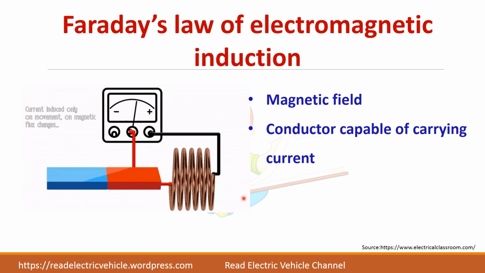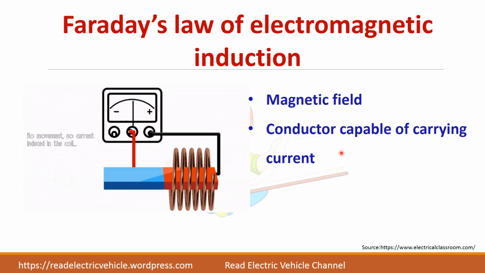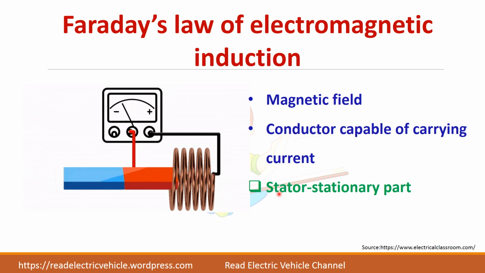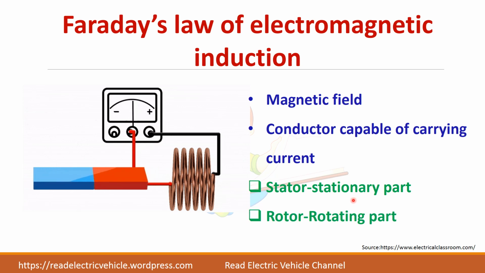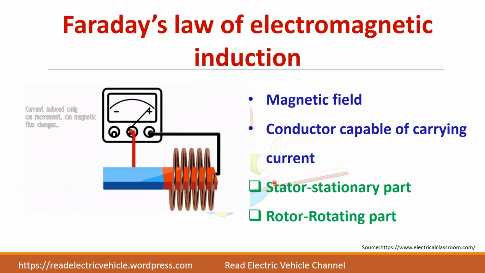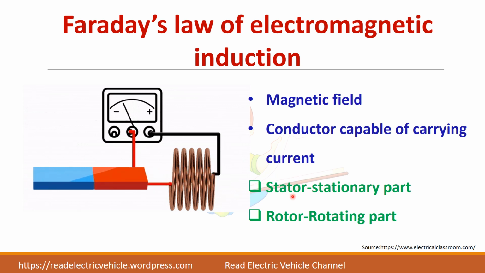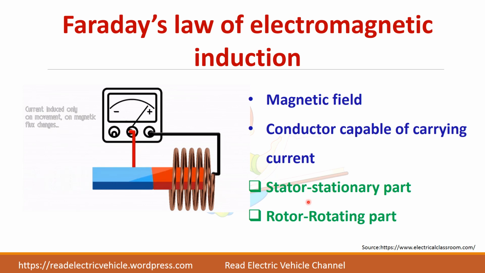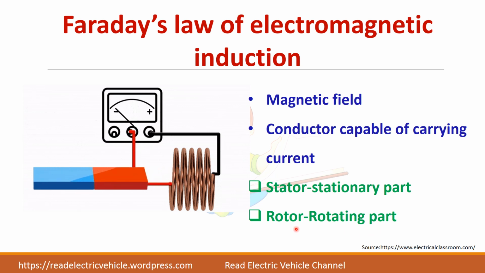In any machine you have two things, a magnetic field and a conductor, out of which any one will be stationary and the other one will be rotating or moving. If the magnetic field is stationary, we call it a stator, or the conductor can be stationary. Anything can be stationary and the other one can be moving. The part which remains stationary is called a stator, and the part which is moving or rotating is called a rotor.